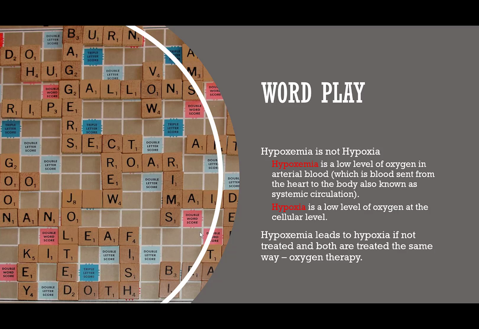Hypoxia is low level oxygen at the cellular level. Really important that you understand the two of these are different. Hypoxemia leads to hypoxia. So if you have a low amount of oxygen in the arterial blood, then you can't do the respiration. You can't give the cells what they need, and that's going to lead to the cells getting really upset and eventually just dying, right, which is hypoxia.